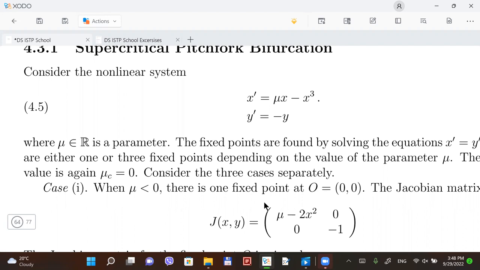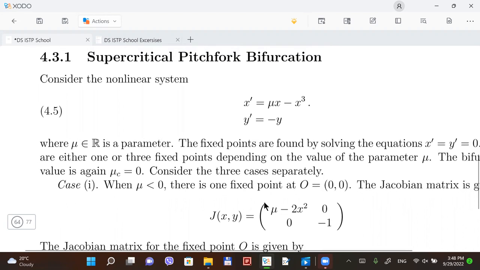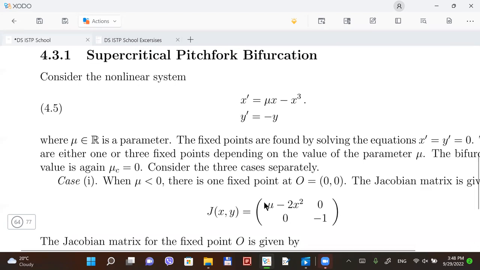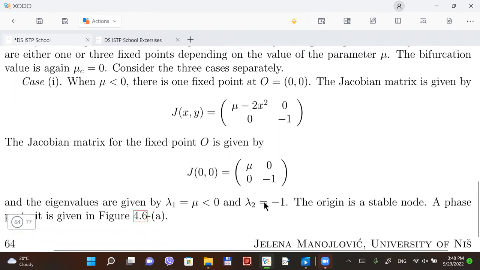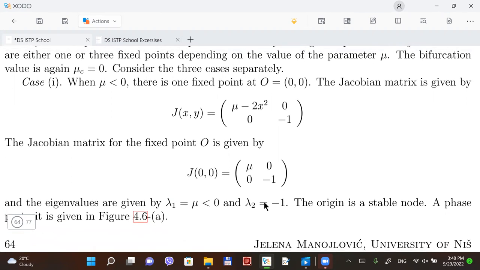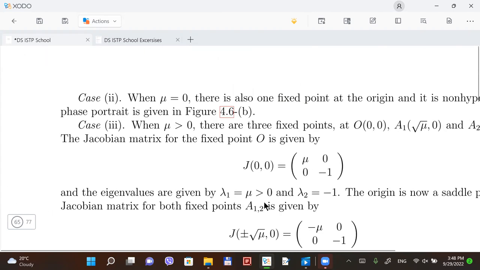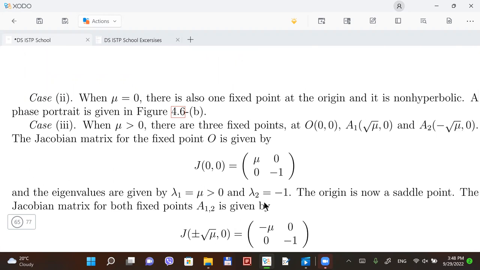So when mu is less than zero, there is only one fixed point at the origin. And by the linearization, we come to the conclusion that it is a stable node, so we have two negative eigenvalues. In the case mu equals zero, again, the situation is the same. So we have a non-hyperbolic fixed point in the origin.